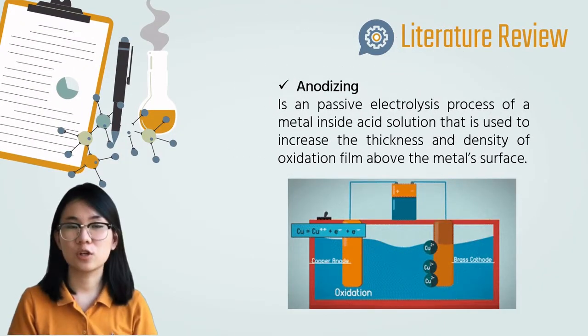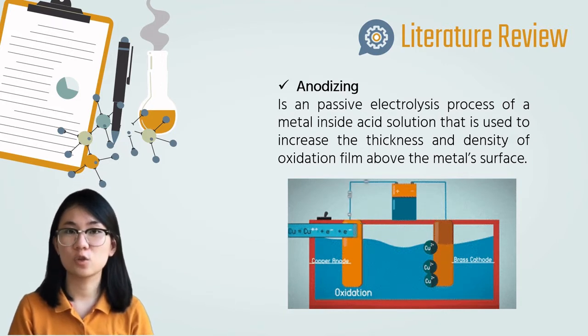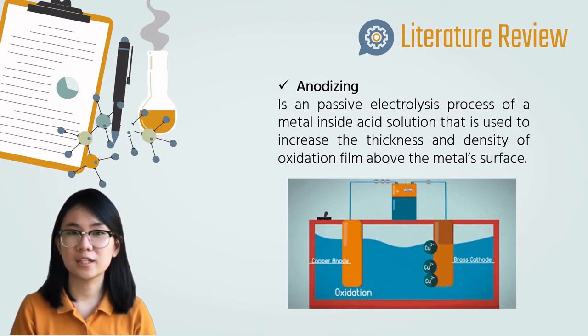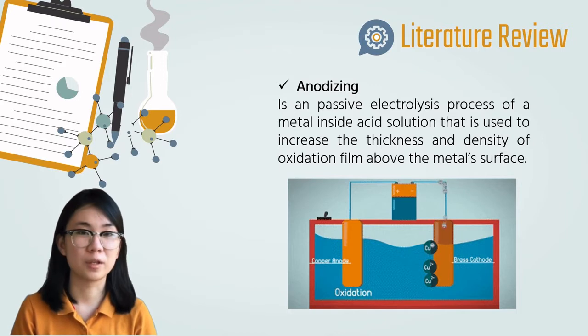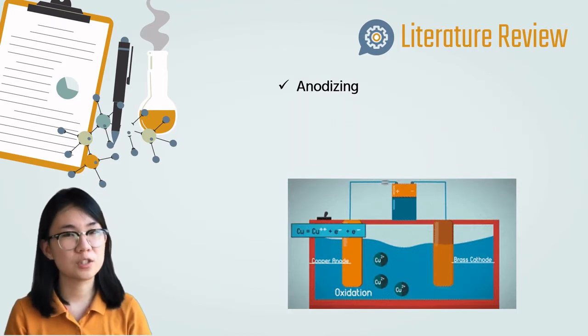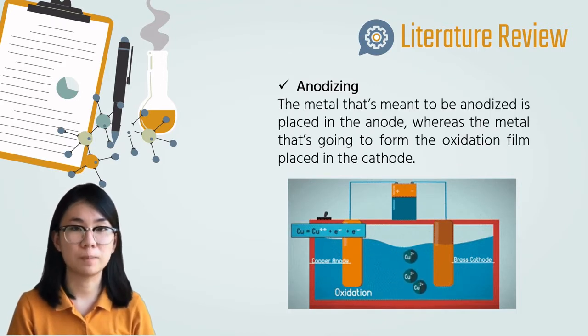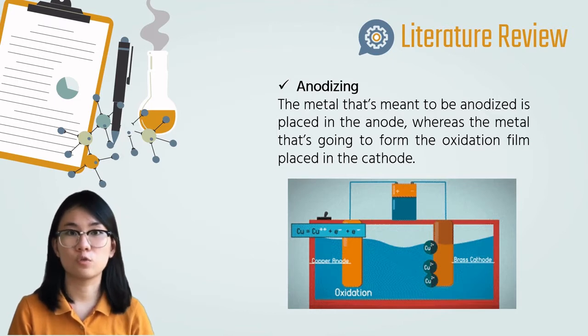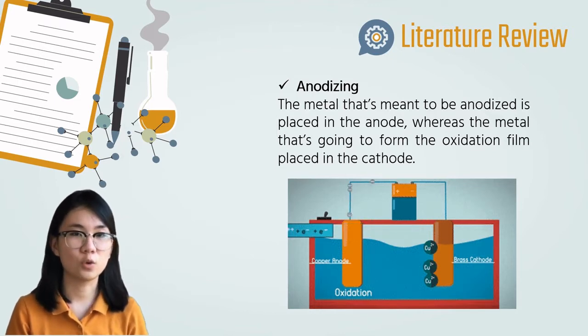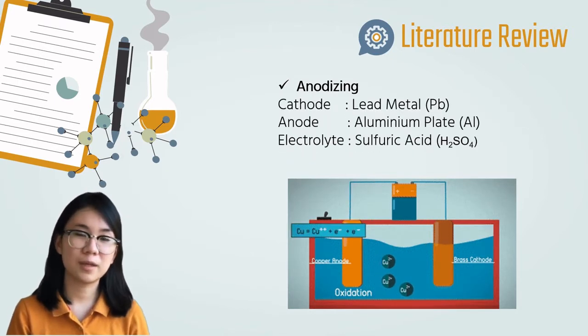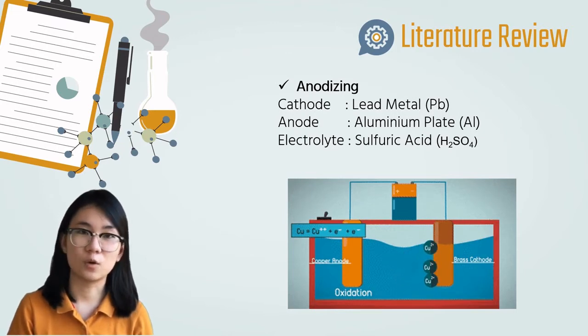Anodizing is a passive electrolysis process of a metal inside acid solution that is used to increase thickness and density of oxidation film above the metal surface. As we can see on the picture, the metal that's meant to be anodized is placed in the anode, whereas the metal that's going to form oxidation film is placed in the cathode. In our experiment, we use lead metal as the cathode, aluminum plate as the anode, and sulfuric acid as the electrolyte.